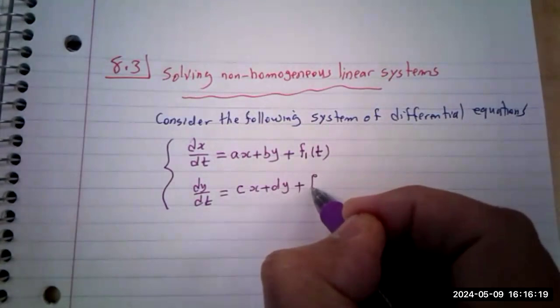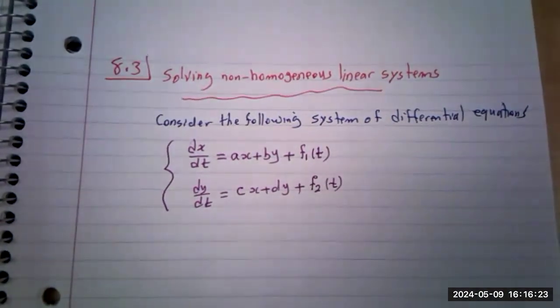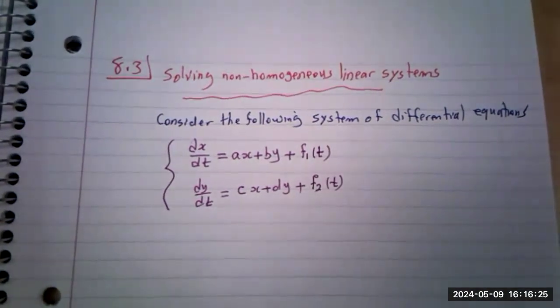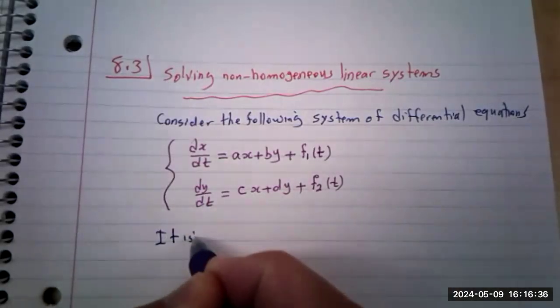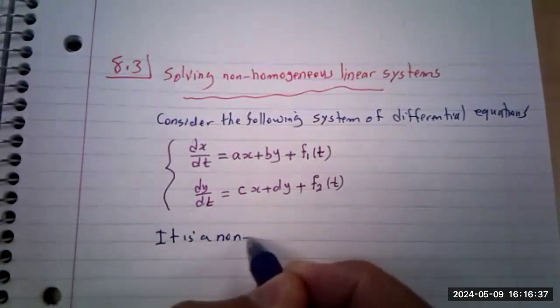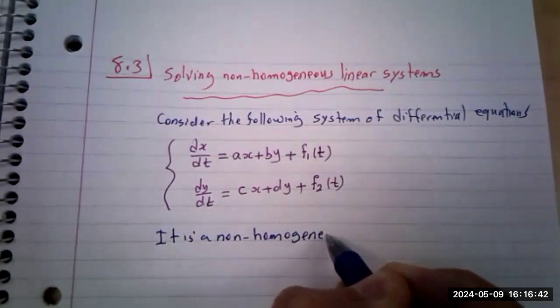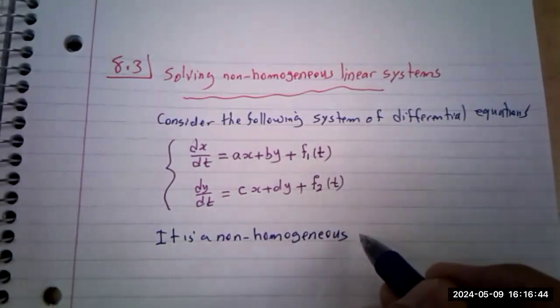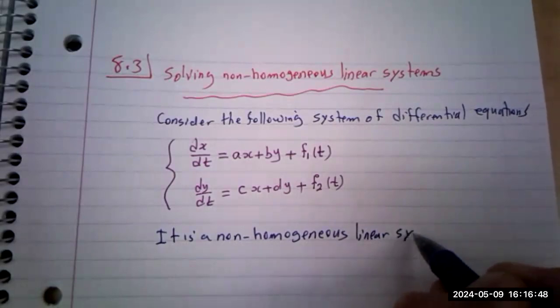that we call f2 of t. Nothing to do with the derivative. It's just two functions. So this is going to be a non-homogeneous linear system.